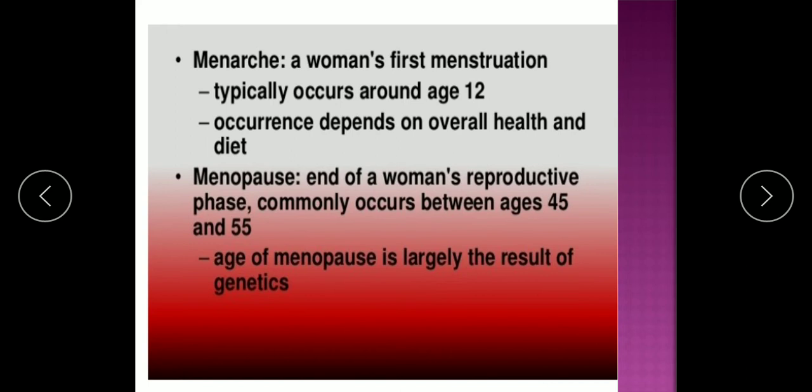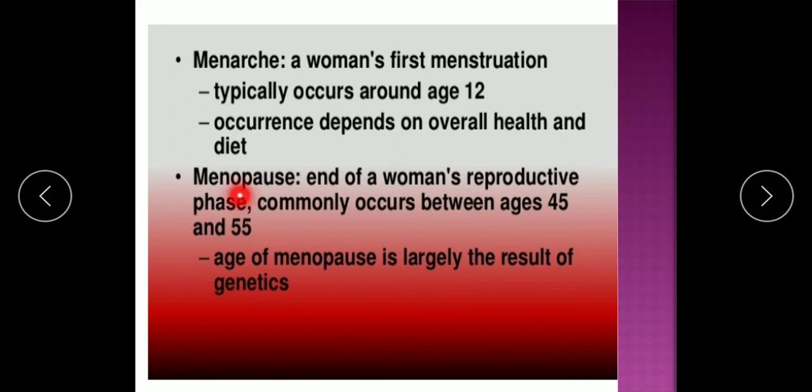A woman's first menstruation, the menarche, typically occurs around the age of 12. The occurrence depends on overall health and diet. Menarche initiates puberty, or entry into the reproductive stage. This process depends upon health conditions and diet.